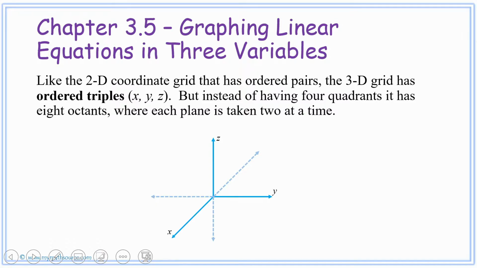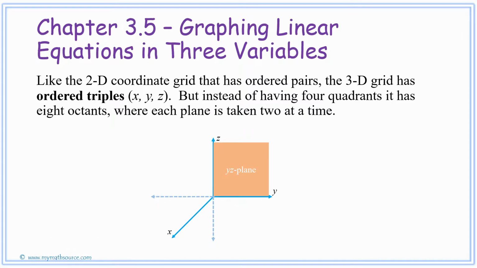Alright, so like the two-dimensional coordinate grid that has ordered pairs, the three-dimensional grid has ordered triples. And so you have x, y, and z that you can graph. Now, when you graph these things, they represent a plane in space. So just picture if you had a tennis ball or basketball that was floating in your room, then you can actually put that onto a 3D coordinate grid and map that as a coordinate or ordered triple. So instead of having four coordinates in all, the three-dimensional grid has 8 octants, where each plane is taken two at a time. So you see here we have the YZ plane.